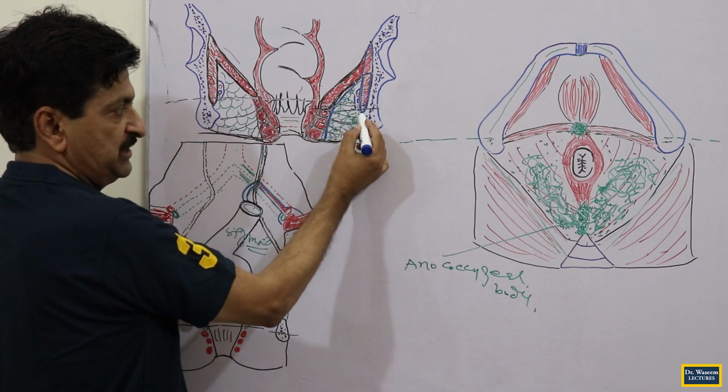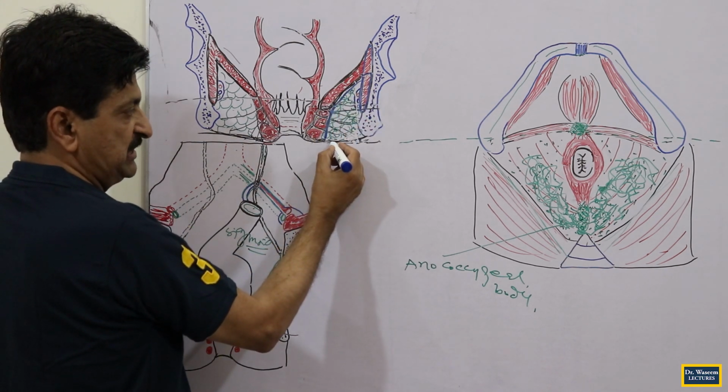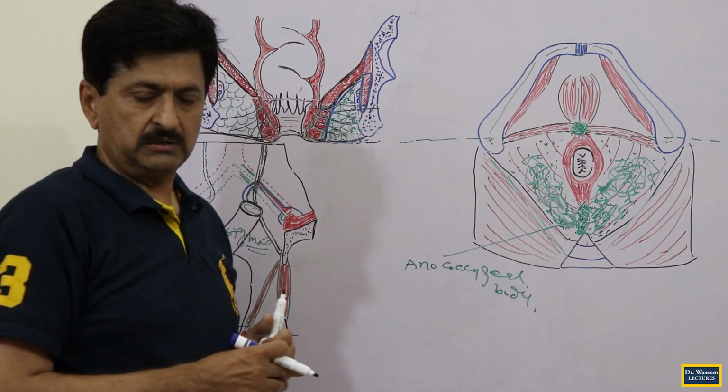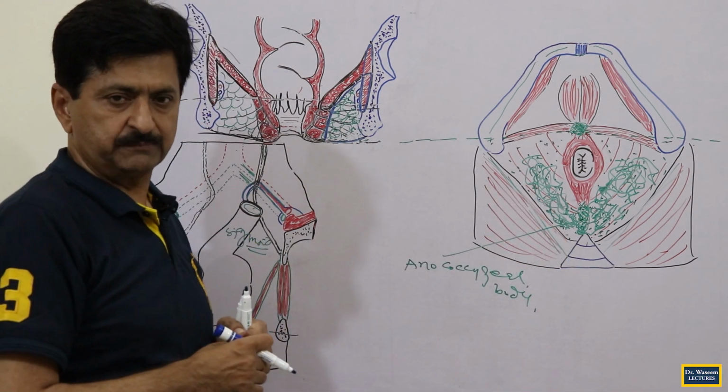The medial boundary you have already seen, and posteriorly you see that it is formed here by the gluteus maximus and the sacrotuberous ligament.